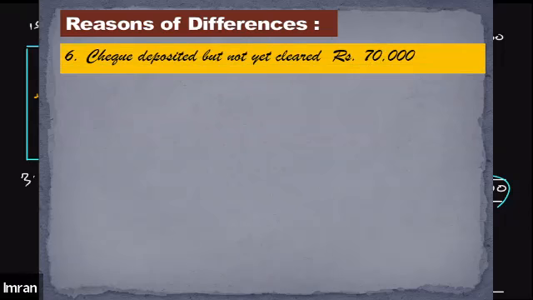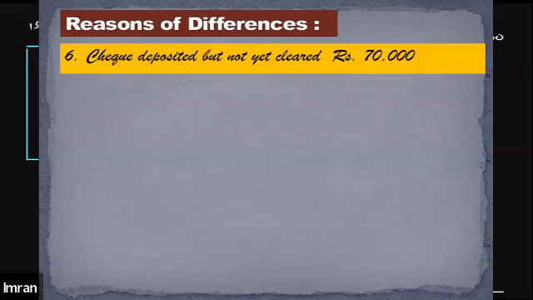Reason sixth. There may be a difference in the passbook and the cash book because of this reason as well. It says, cheque deposited but not yet cleared. What do you mean? Cheque deposited but not yet cleared means that one of the cheques collected by the business has been deposited with the bank. Got it? But the same cheque is not yet cleared with the bank. Bank did not clear this cheque, basically means the bank did not credit the amount into your bank account. Clearance of this cheque is still pending.